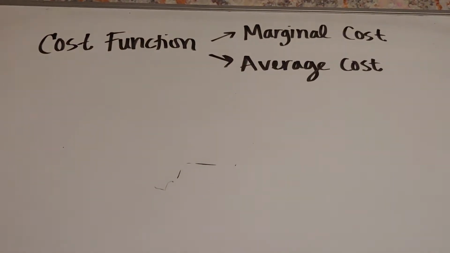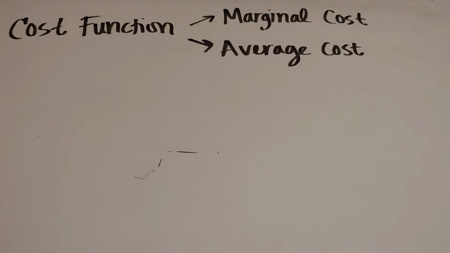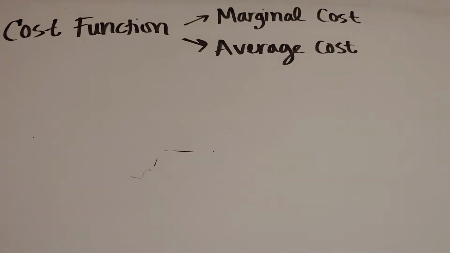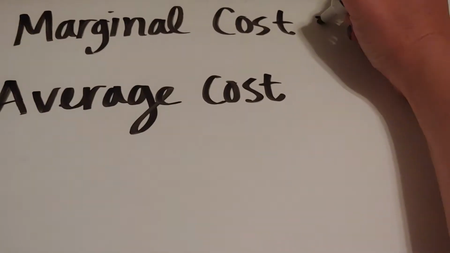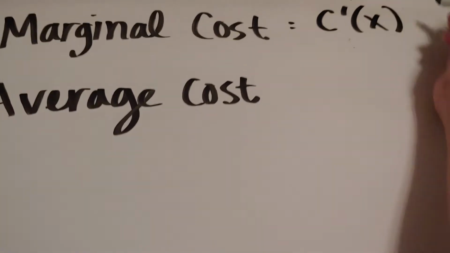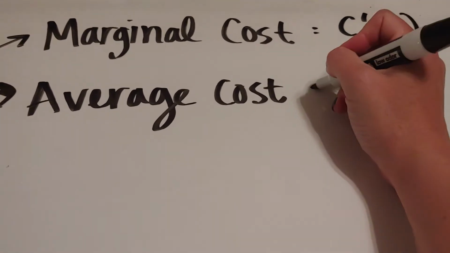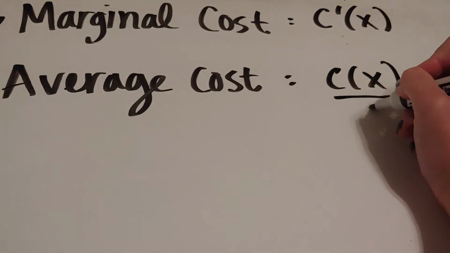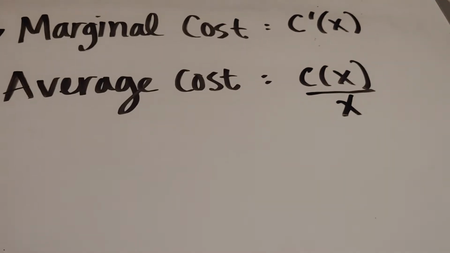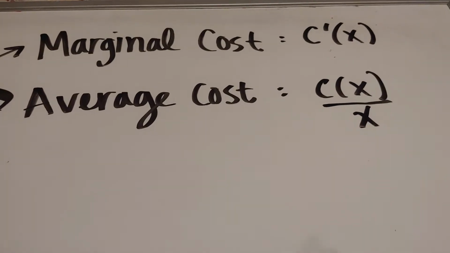In this video, we're going to look at a cost function, and we're going to look at two things that you can do with a cost function, which are marginal cost and average cost. Marginal cost ends up just being the derivative. So this is taking your cost function, finding the derivative, and evaluating it. Average cost is taking your total cost, which is our cost function, and spreading it out over the number of items you made. So again, marginal cost involves a derivative, average cost does not.